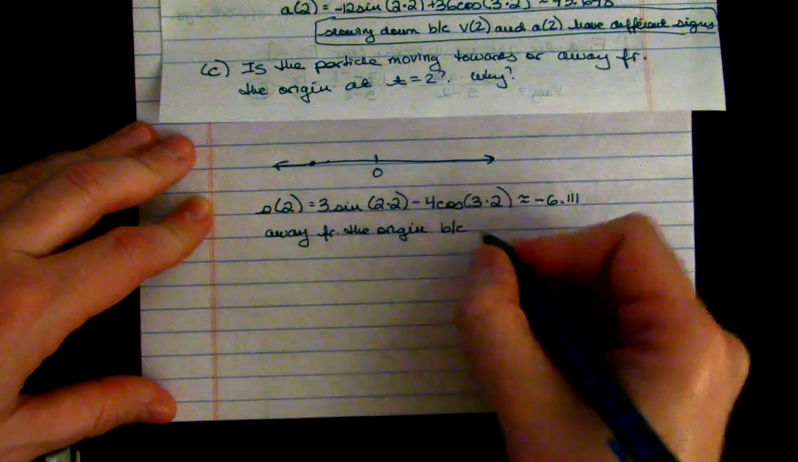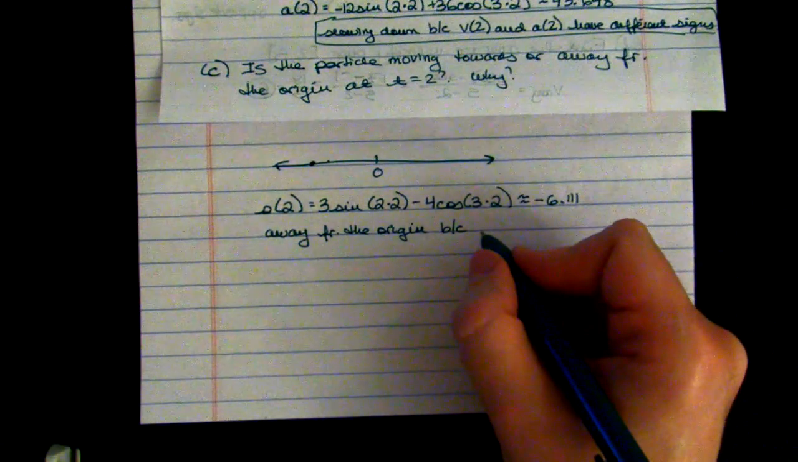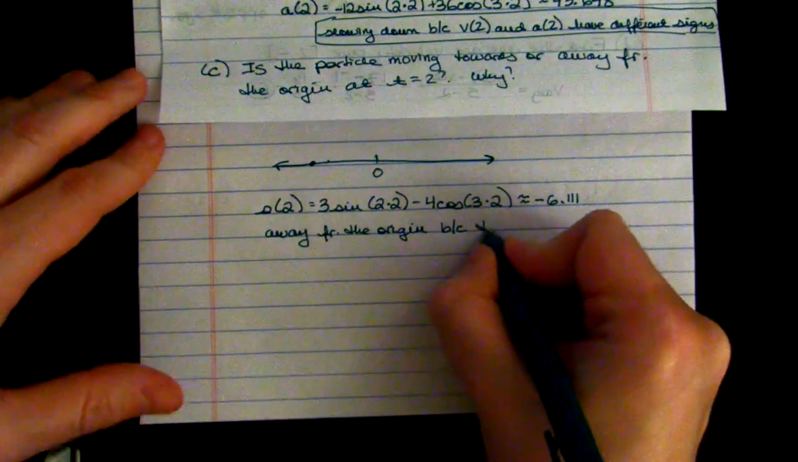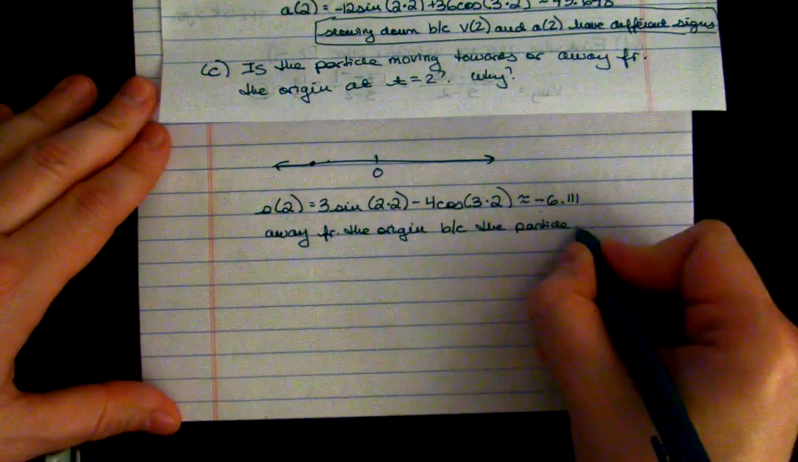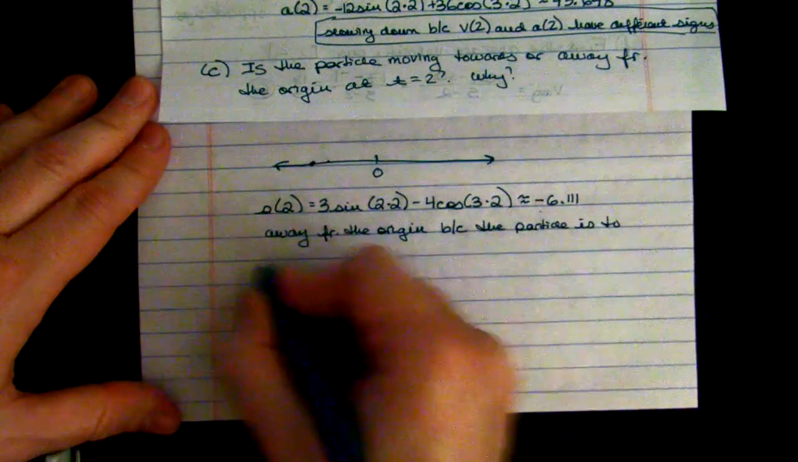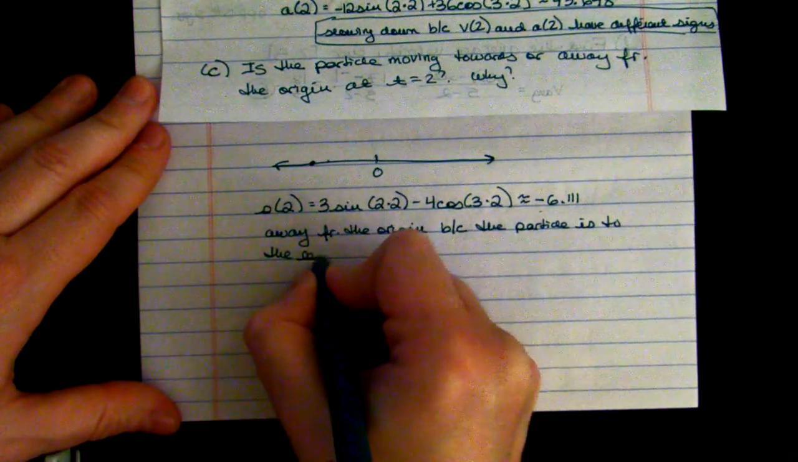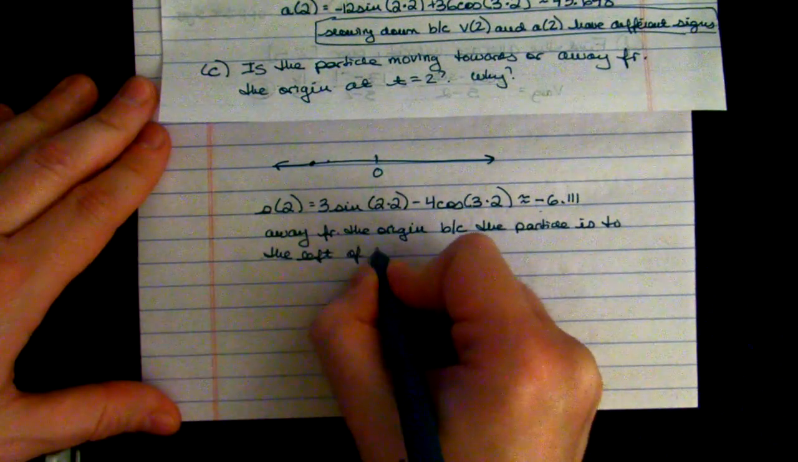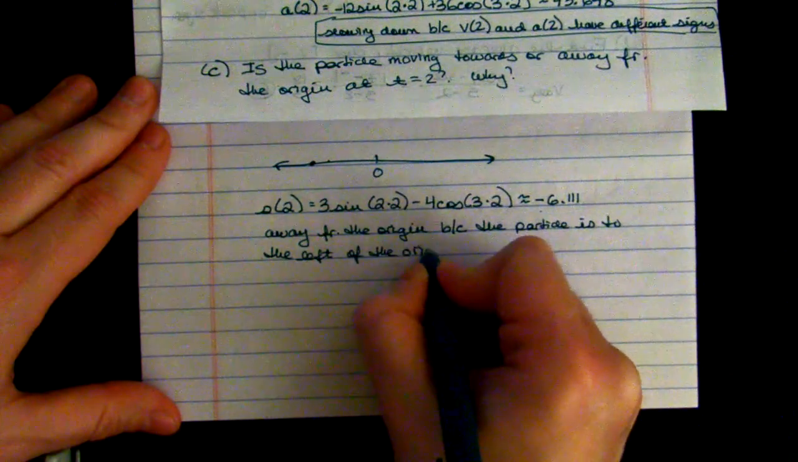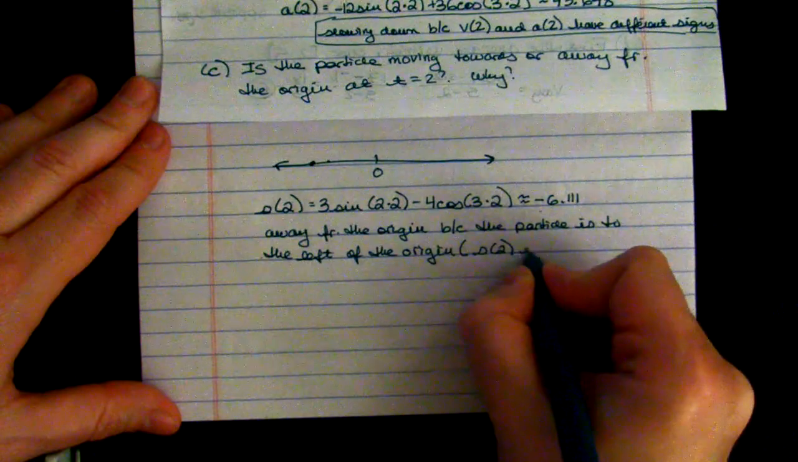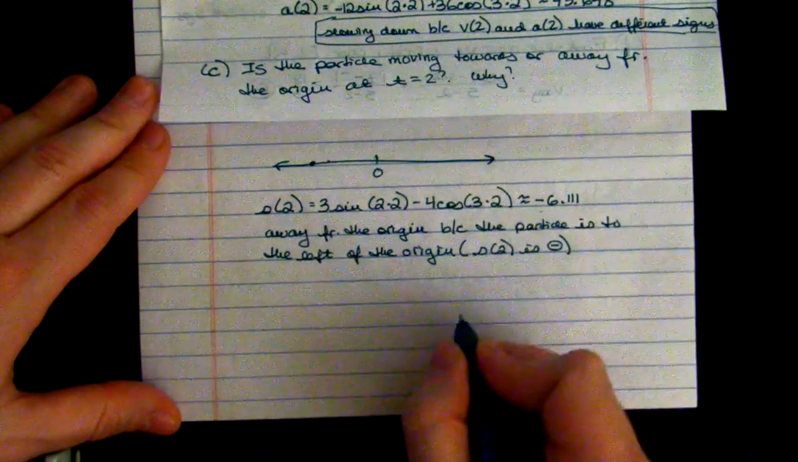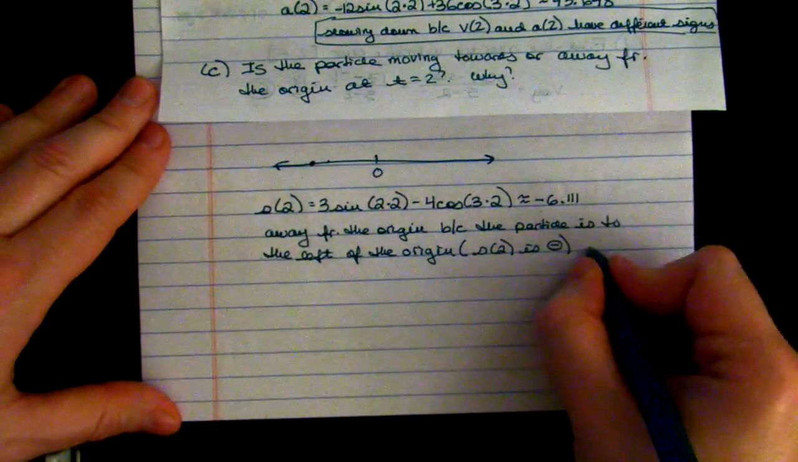because, let's see. How about we say because the particle is to the left of the origin, how do I know that? Because s of 2 is negative, and my particle is moving left.